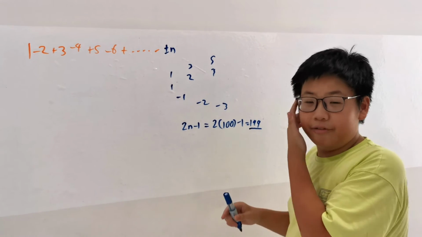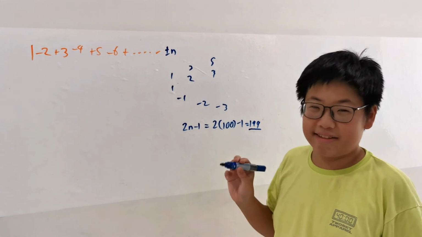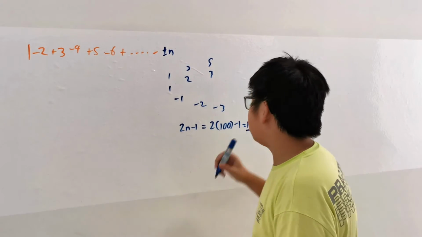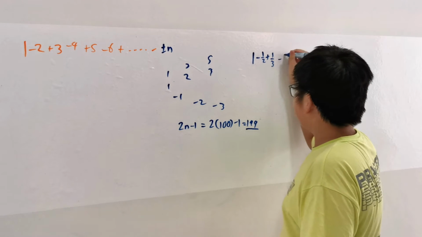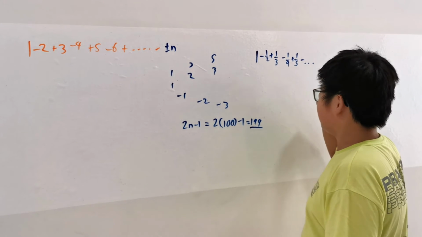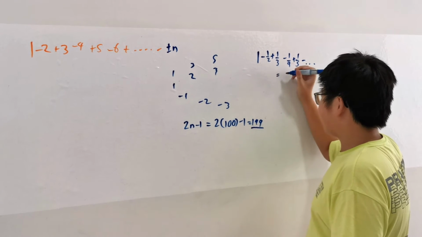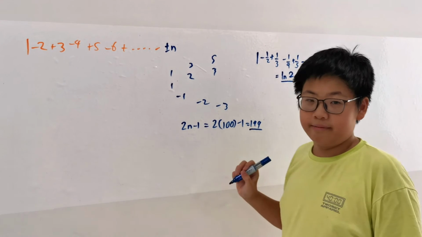Anyway, a few things about partial sums. If you do the same thing, but with the reciprocals of numbers, you get 1 minus a half plus 1/3 minus a quarter plus 1/5 minus dot dot dot. Then you get, surprise, surprise, one of my favorite constants, ln 2.